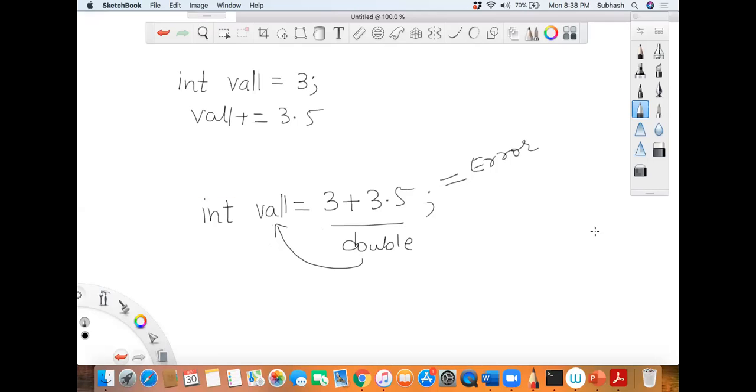One second. Kausalya is asking, why do you say double instead of float? In Java, or in anything, whether it is C or Java, if you want to make it a float, you have to put F. Only then it is float. Else it is a double version of 3.5. Float is 4 bytes. Double will take 8 bytes. Okay, Kausalya? For now, it is a double.